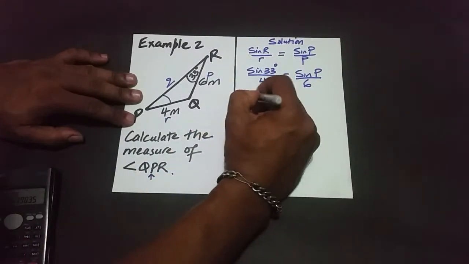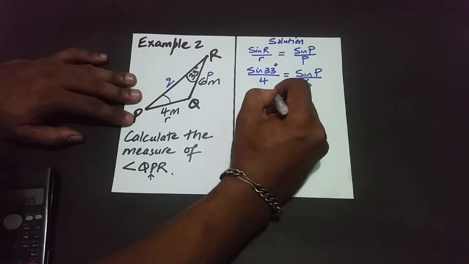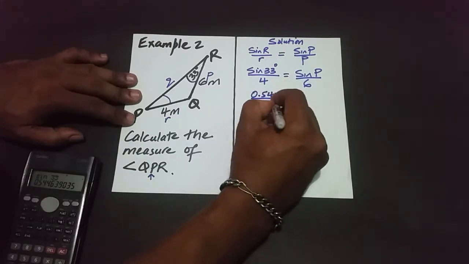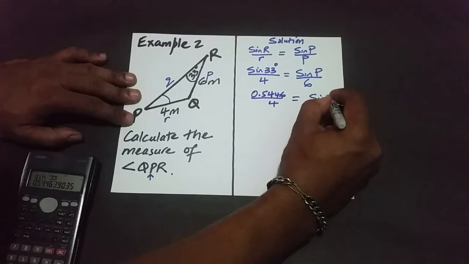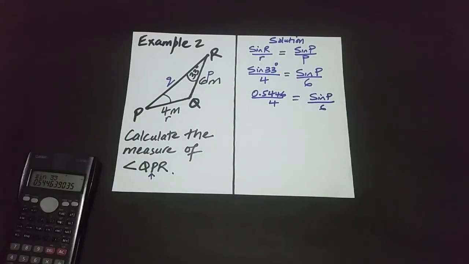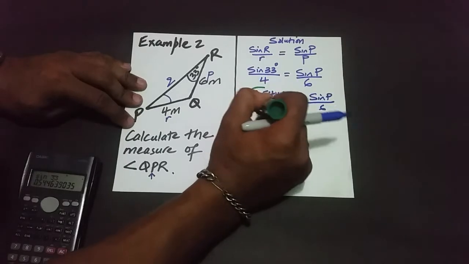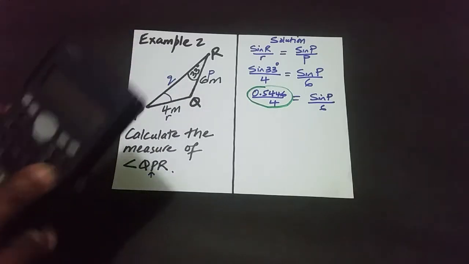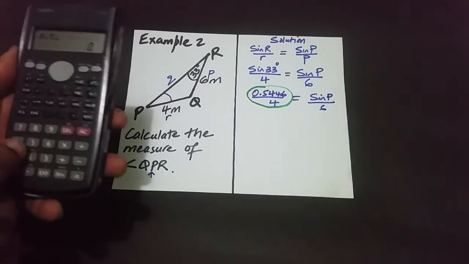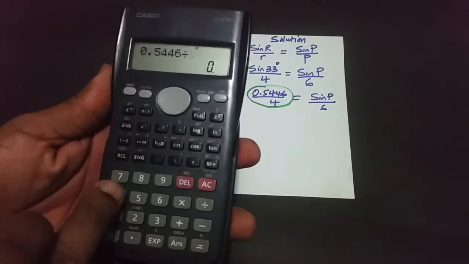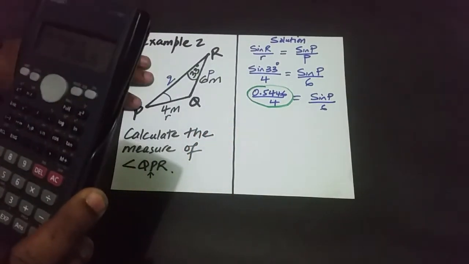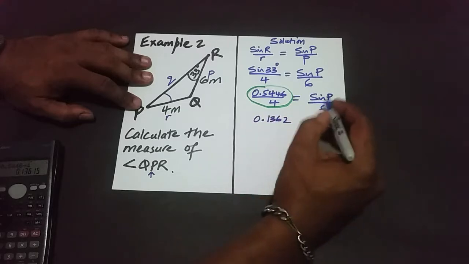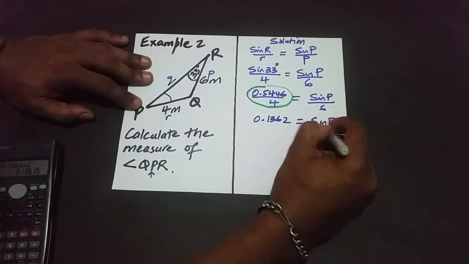So this would be 0.5446 over 4 equals sine P over 6. Again, we're focusing on working out this part on a calculator. We're systematically working out the question. So it would be 0.5446 divided by 4, and that will give us 0.1362. So 0.1362 is equal to sine P over 6.